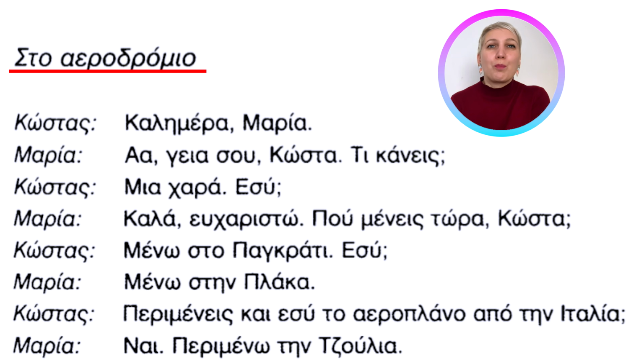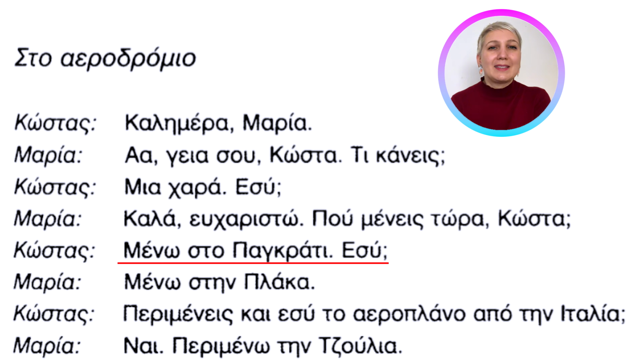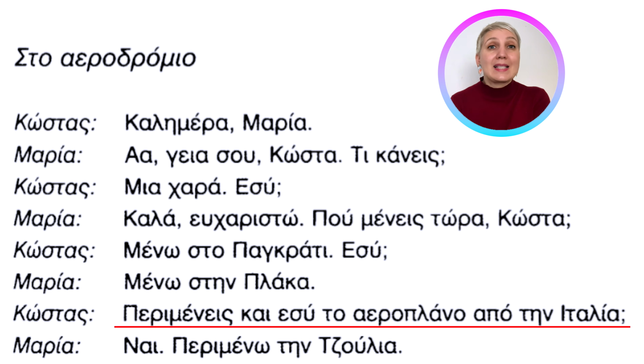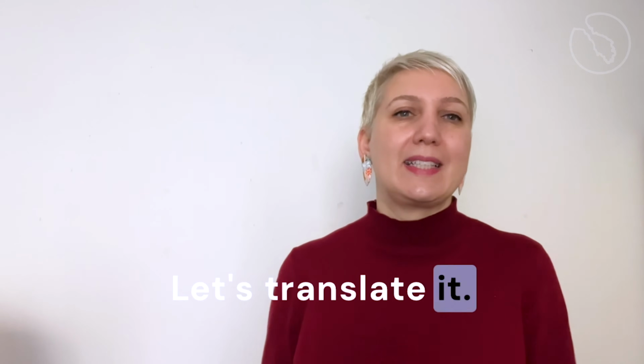Στο αεροδρόμιο. Kalimera, Maria. Γεια σου Κώστα, τι κάνεις? Μια χαρά, εσύ? Καλά, ευχαριστώ. Πού μένεις τώρα Κώστα? Μένω στο Παγράτη. Εσύ? Μένω στην Πλάκα. Περιμένεις και εσύ το αεροπλάνο από την Ιταλία? Ναι, περιμένω την Τζούλια.